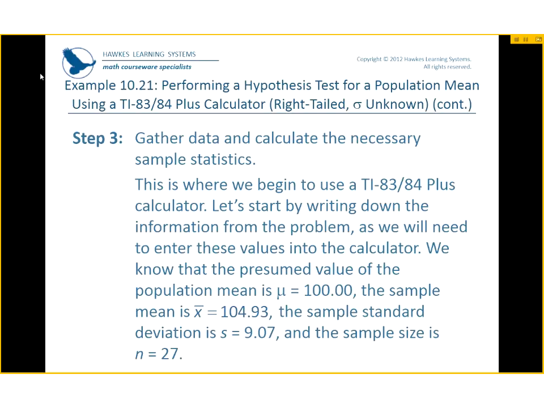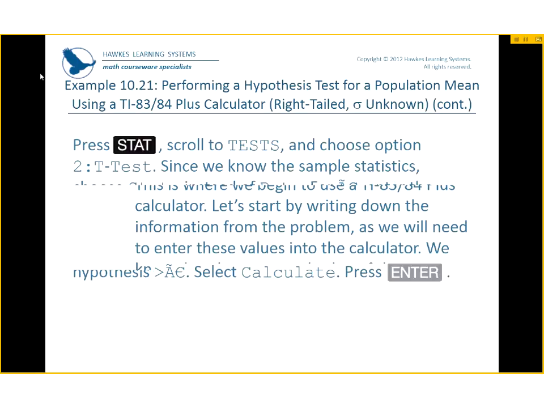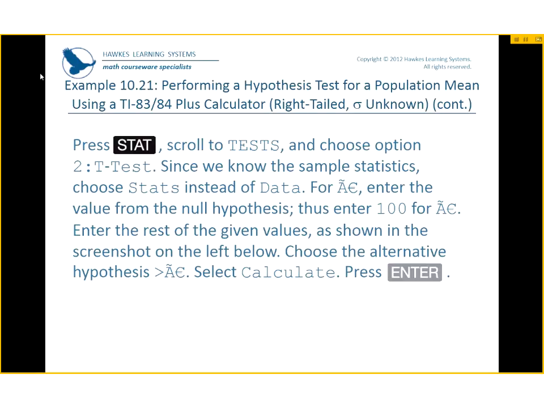Alright, so let's use this in the calculator. We're going to write down our information for the problem. Our population mean is 100, our sample mean, x bar, is 104.93, our sample standard deviation is 9.07, and the sample size is 27. So press stat, then go to test, and choose option 2, t-test. I'm going to do this with you while you do it. Stat, test, 2, which is t-test.